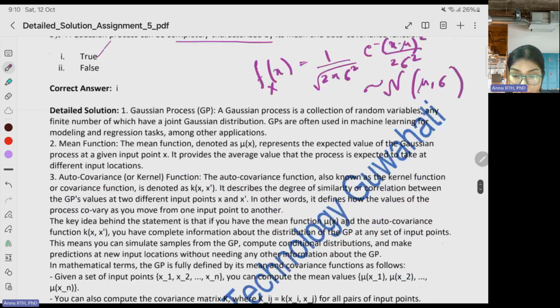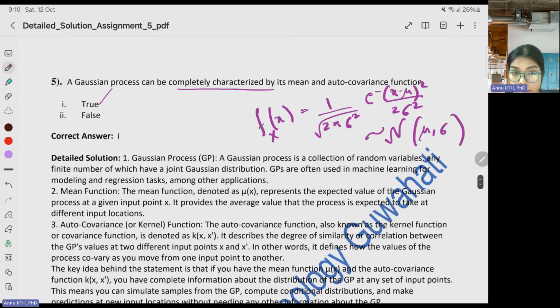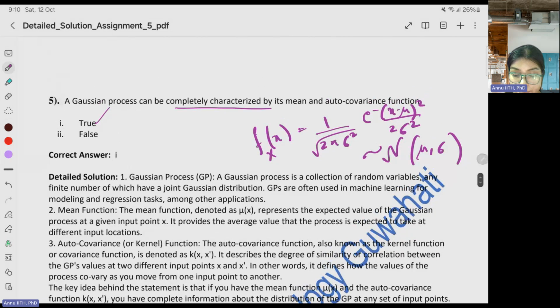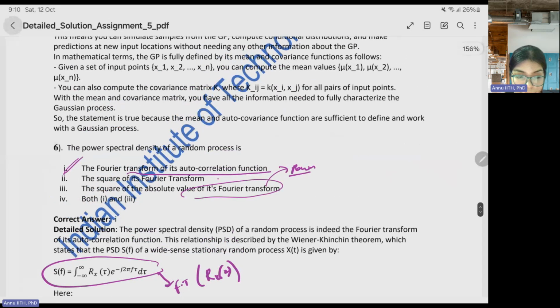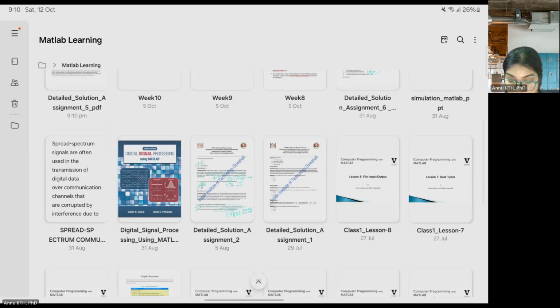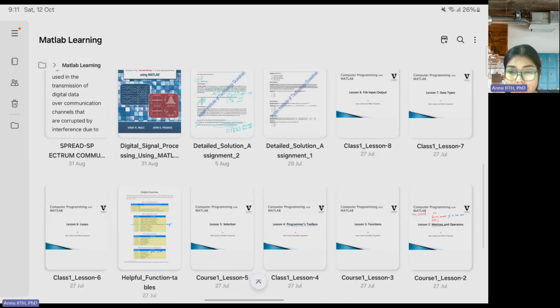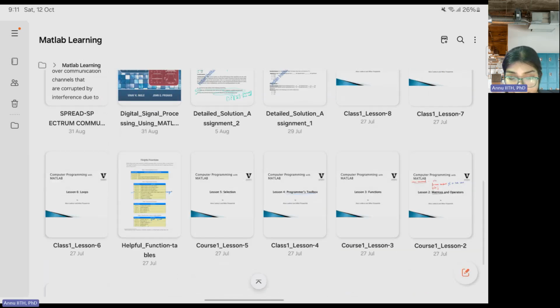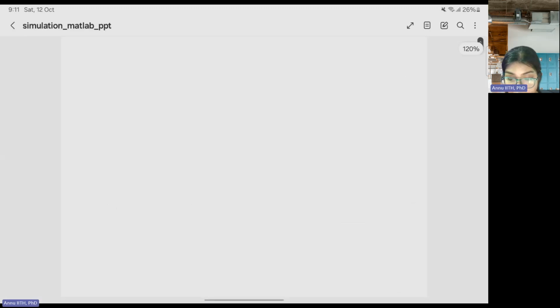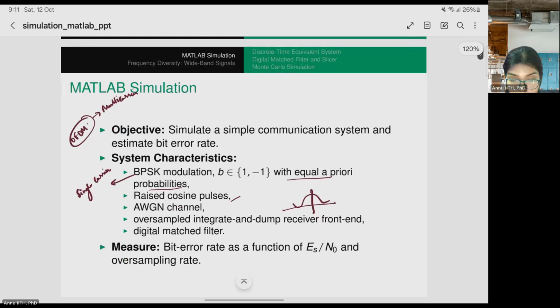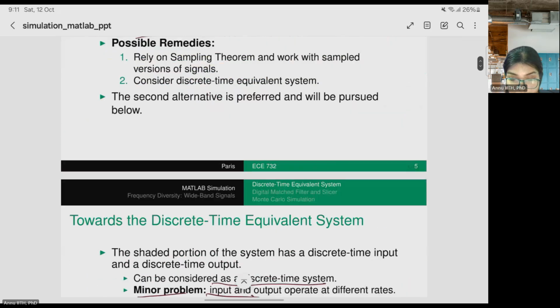I think there was a doubt on this. So a Gaussian process can be completely characterized with mean and covariance function. That is true. And yes, so the week 5 doubt is clear. I covered the same in the live session as well, that didn't get recorded, there was some issue.